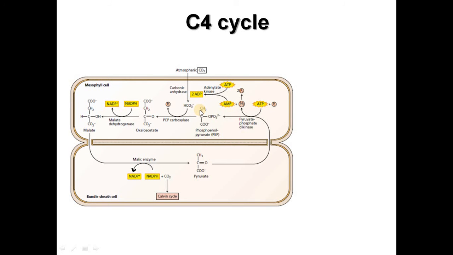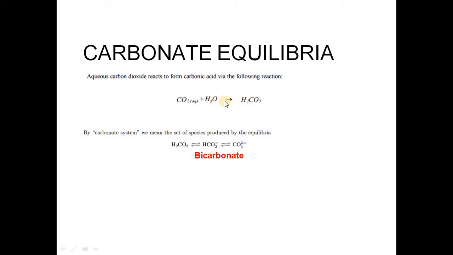Okay, so here is the mesophyll cell, where in C3 plants the Calvin cycle is going to happen. However, in the C4 cycle, the Calvin cycle happens in the bundle sheath cell. The carbon dioxide being fixed is going to be attached to water and then dissociated, through carbonic acid, into bicarbonate.